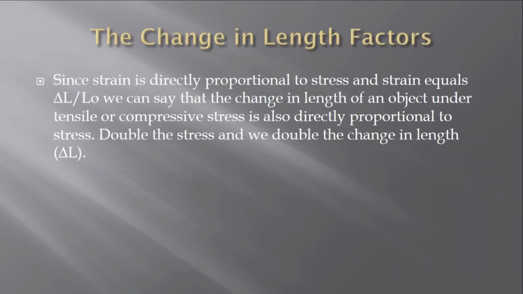Since strain is directly proportional to stress, and strain equals the change in length divided by the original length, we can say that the change in length of an object under tensile or compressive stress is also directly proportional to stress. Double the stress and we double the change in length of the object.